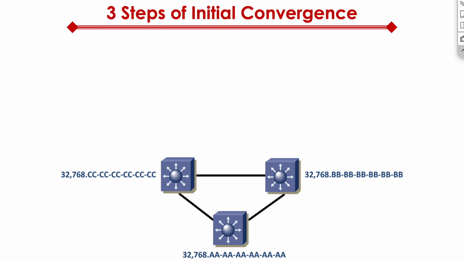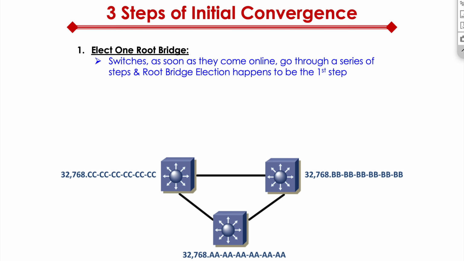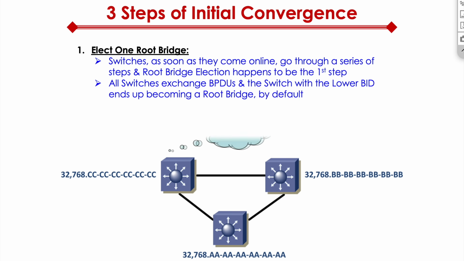Now let's talk about the 3 steps of initial STP convergence. Very, very critical to understanding STP. First thing that happens is we must elect one root bridge. As soon as you have these multiple switches in your environment connected together, they come online, and the first thing they do is go through a series of steps. The very first step in the process is to elect one root bridge, or the king of the hill, if you will. All switches exchange BPDUs, and the switch with the lowest bridge ID ends up becoming the root bridge by default.